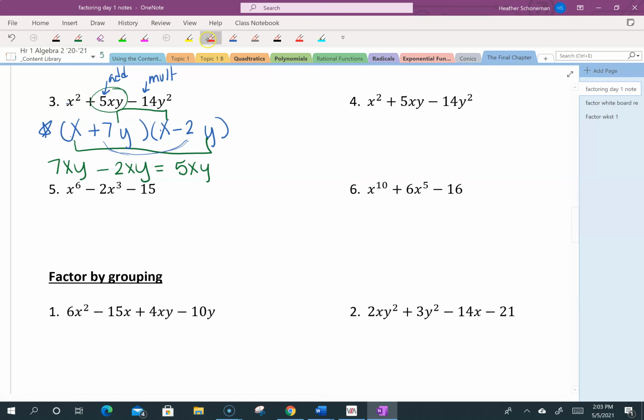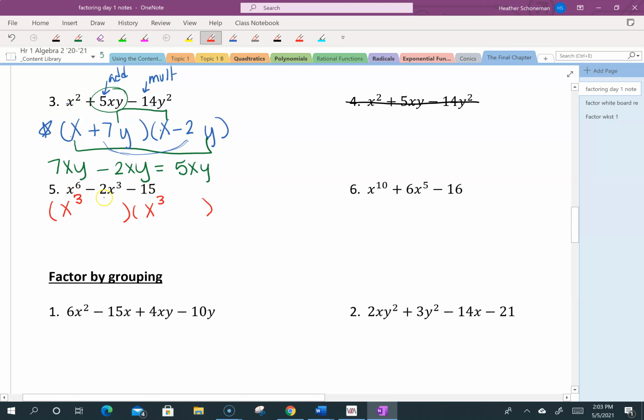Let's take a look at this on number 5. Number 4 happens to be the exact same as number 3, so we're going to ignore it and skip to number 5. It's a trinomial with the leading coefficient of 1, so I'm going to go straight to my 2 parentheses and have an x and an x. Now, x and x multiplies back to x squared, and I need to get it to multiply back to x cubed, or excuse me, x to the 6th. So I'm going to put x cubed and x cubed.